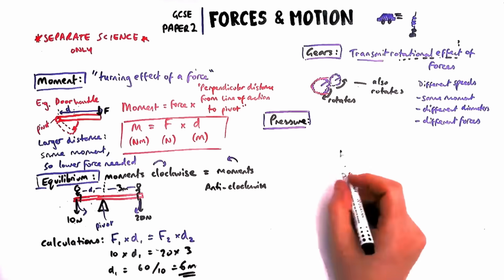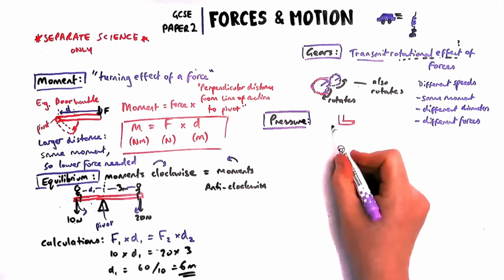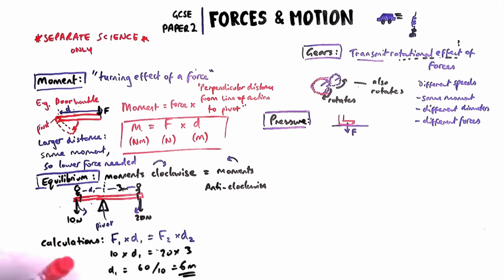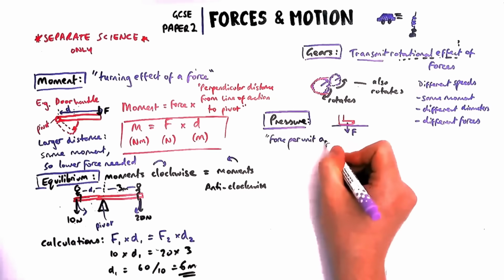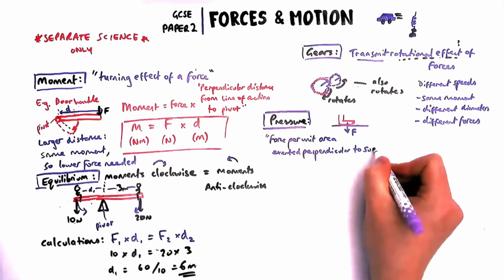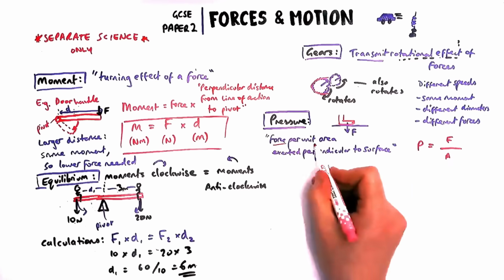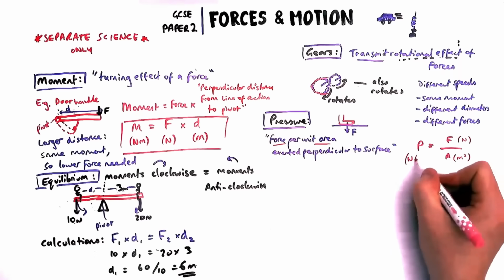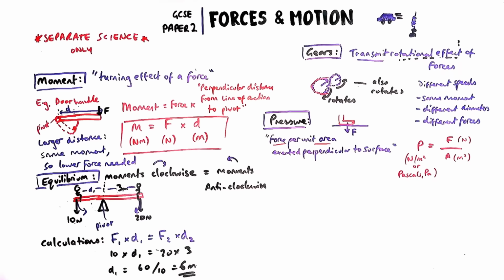Something else you need to know for separate science is what pressure is. So pressure, we might remember, comes up a little bit in paper 1 when we talk about gas pressure, is defined by the force per unit area exerted perpendicular or normal to a surface. This is given by the equation P, pressure, equals F, force, divided by A, area. Force is in newtons, area has to be in meters squared, so pressure can have the units newtons per meter squared, or alternatively pascals. It's the same thing, both equivalent units.